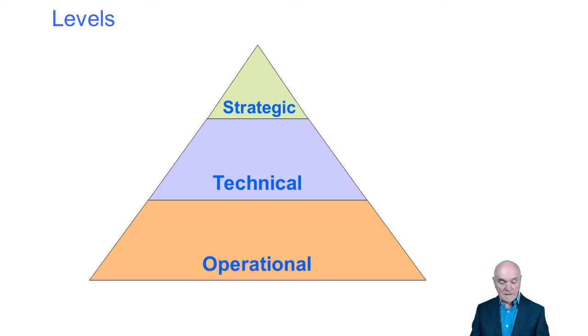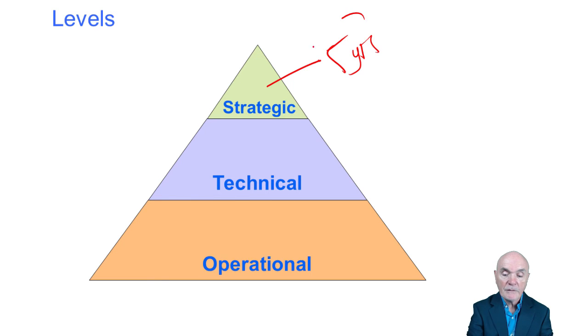Levels within organizations, strategic. Strategic is really the board. Every time you see the word strategic, think of about 5 years. These people should be taking a long-term view. Where's the organization going to be in 5 years? What's it going to be up to? What's it going to be doing? What sort of technology is it going to be in?